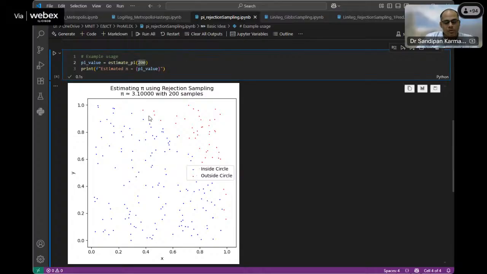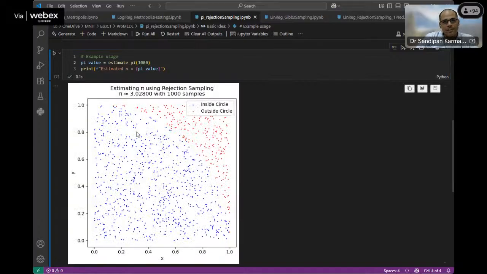Now if I make it 1000, then you'll see that it is coming as 3.02. You can now see that pi has come down. Earlier it was 3.10, now it is coming as 3.02. It should be more than 3.10 because I am generating more samples, right? It should be, but why is it not so? Because all these points are generated randomly.